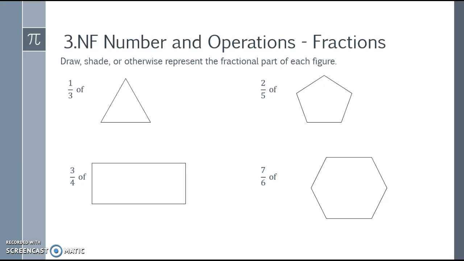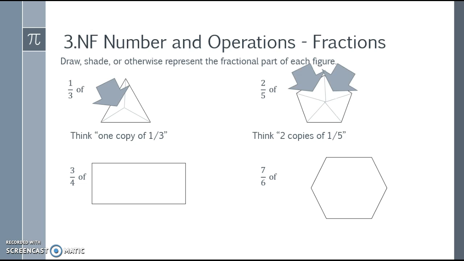Draw, shade, or otherwise represent the fractional part of each fraction. I want to know what 1/3 of the triangle is. So we think 1 copy of 1/3. I separate my triangle into thirds, and 1 copy of 1/3 is 1 piece of it shaded. 2/5 of the pentagon. So I think of this as 2 copies of 1/5. I break my pentagon into 5 pieces, and 2 copies of 1/5 would be 1/5 and another 1/5, so 2 of them.